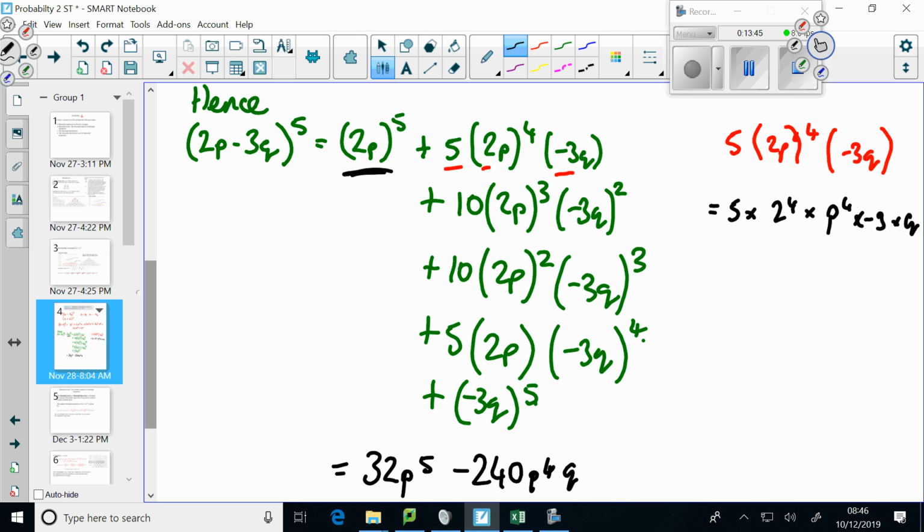Yeah, so here again we've got 10, we've got 2 to the 3, and we've got (minus 3) to the power of 2. So what's the constant we need to put in front? We need to do the 10 in front times 2 to the 3 times (minus 3) to the power of 2. We've got to keep the q. We've got to keep the p to the power 3. So we've got 10 times 2 to the 3 times (minus 3) to the power 2.